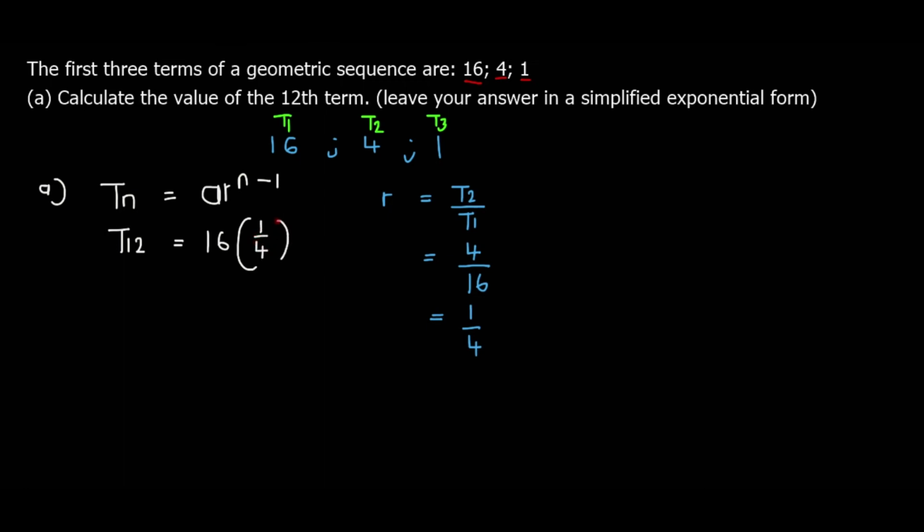And then this is term number 12. So this means for n, substitute 12. Remember, n is the number of terms. So substitute 12. And therefore this is 16, 1 over 4 to the exponent 11. So this is our answer.